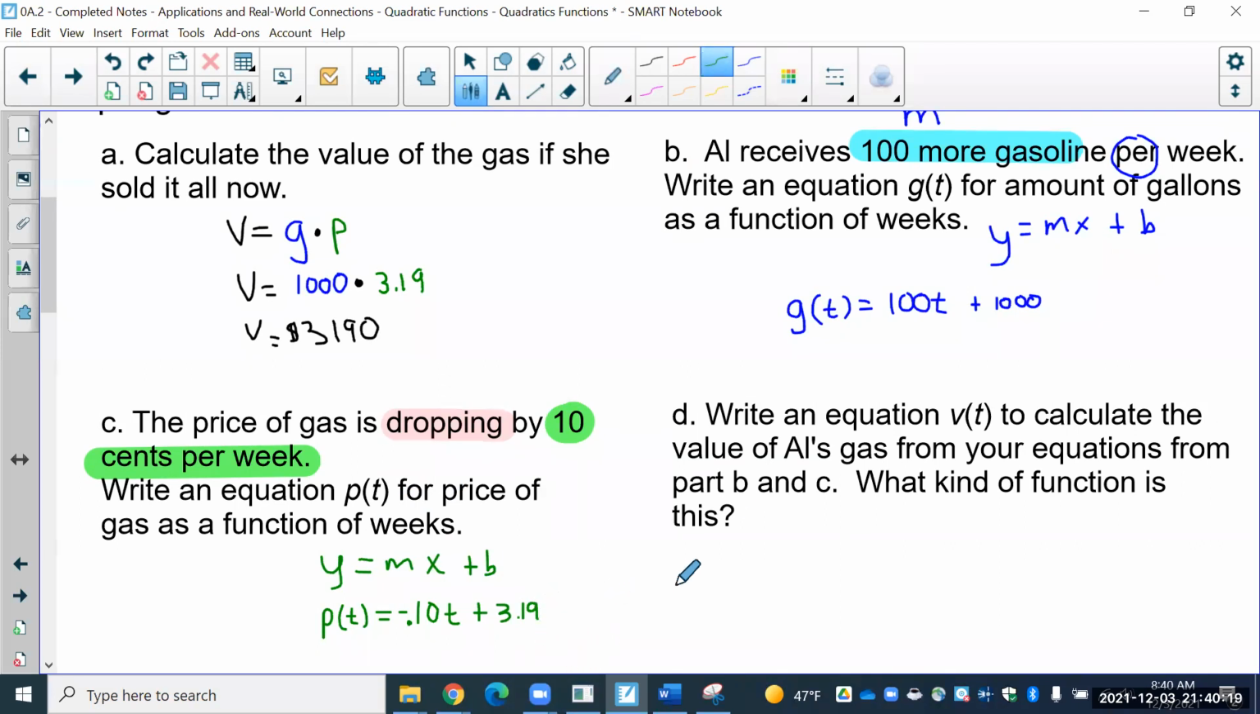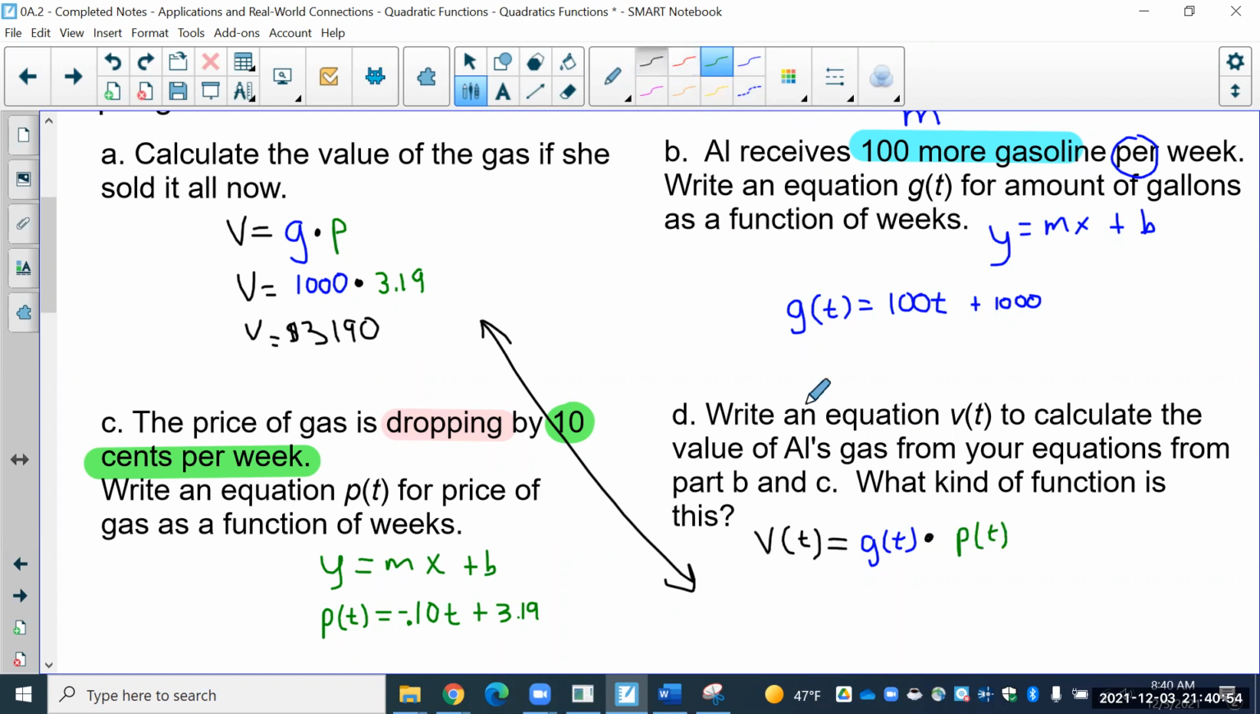What's really neat now is it says write an equation to calculate the value of Al's gas from your equations from part B and C. What kind of function is this? What they want me to do is take this 7th grade math problem and update it with those linear equations as a product, because the value is still going to be equal to the gas, but it's now G of T, the equation above this, times the price of the gas, which is P of T.